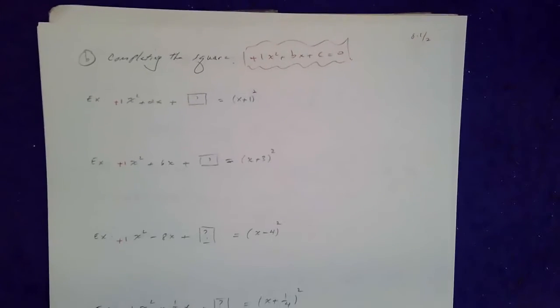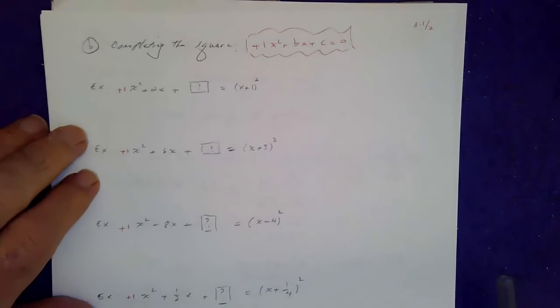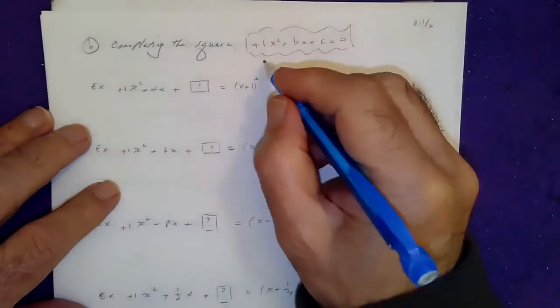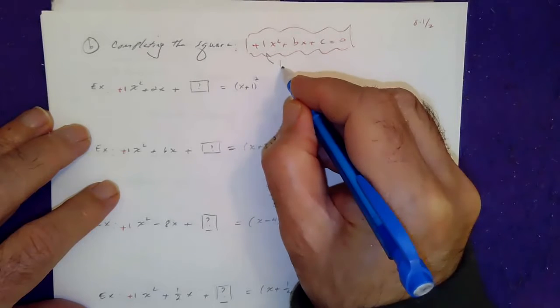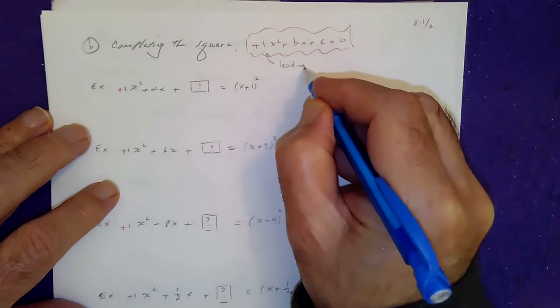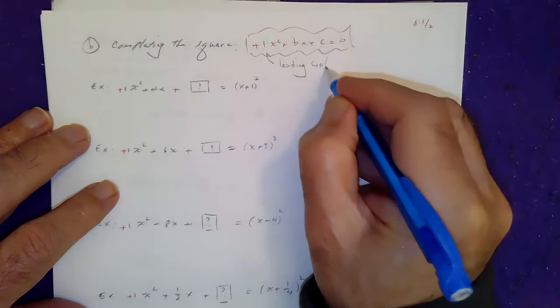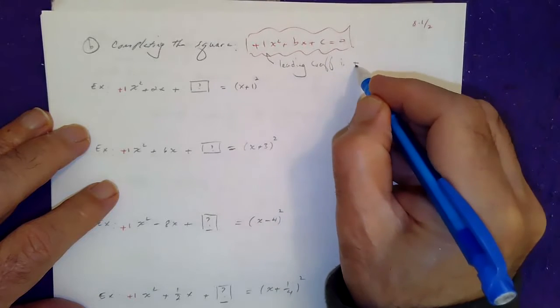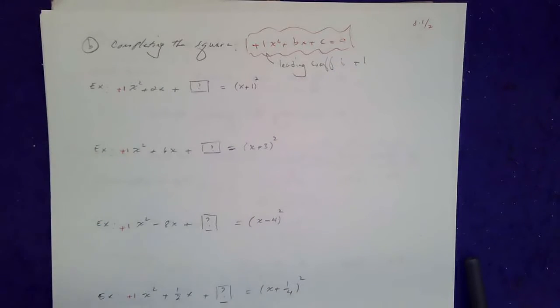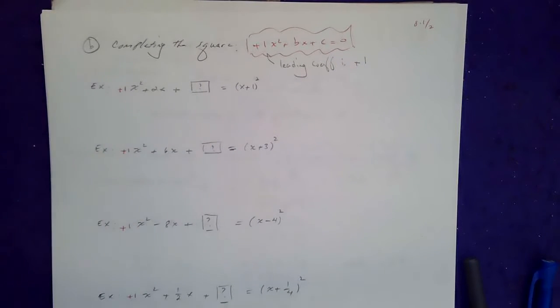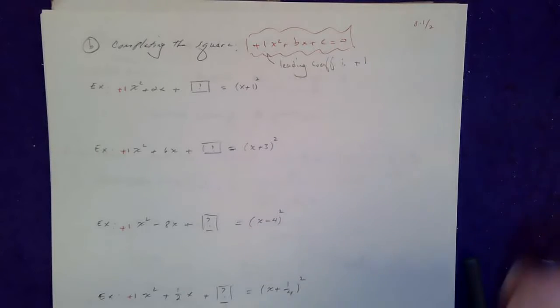Back to our section 8.1. The next method is called completing the square. However, completing the square only works if the leading coefficient is 1. So the leading coefficient must be positive 1, yes? If not, then you have to divide both sides of the equation by that leading coefficient.